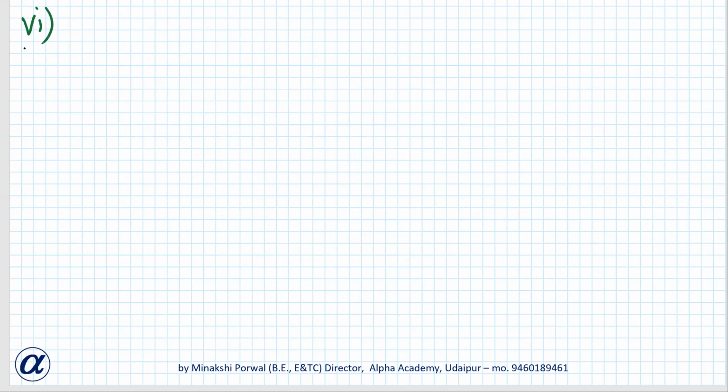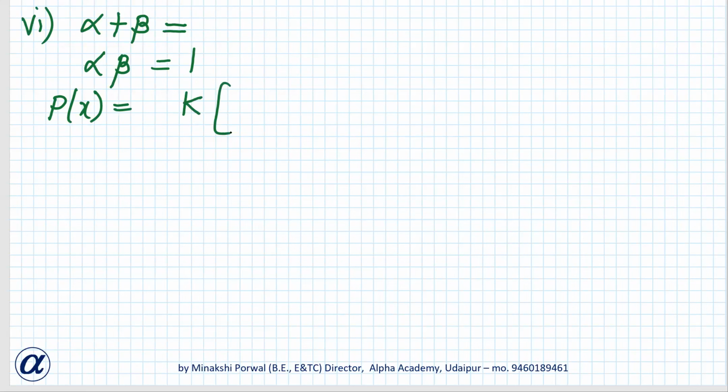Sixth part. Siddharth. Yes, ma'am. Sixth. What is the polynomial with alpha plus beta and alpha beta? x square minus 4x plus 1. Okay, the answer is correct. What is alpha plus beta here? Alpha plus beta is 4. Okay, and alpha into beta? 1. Okay. What is the formula of quadratic polynomial? How do we find the quadratic polynomial when alpha plus beta and alpha beta are given?